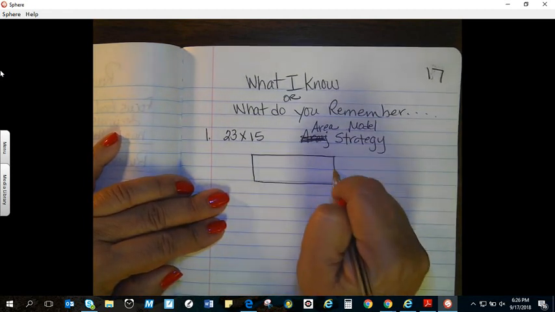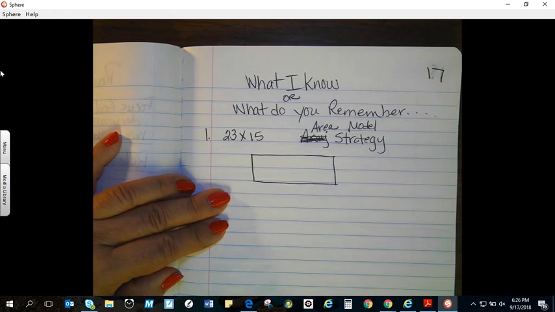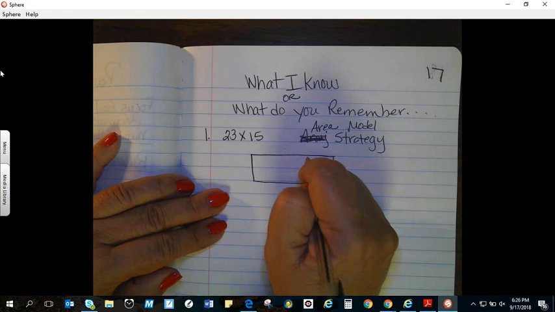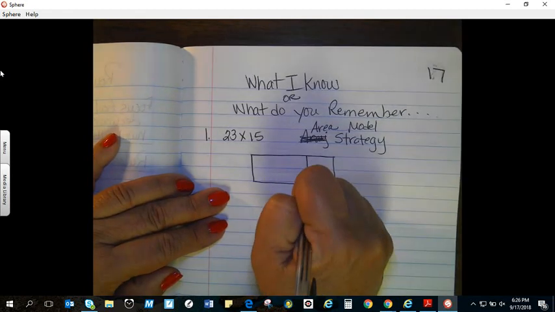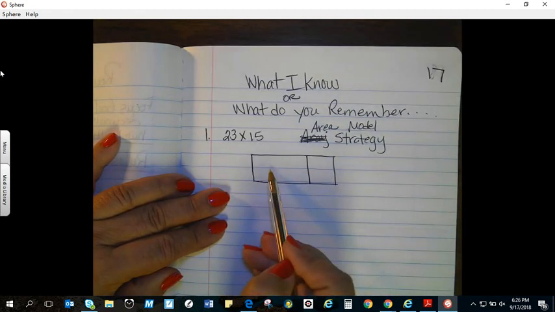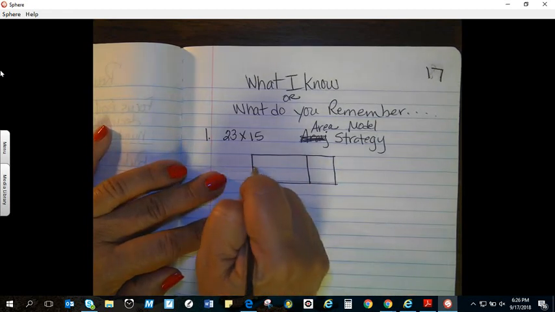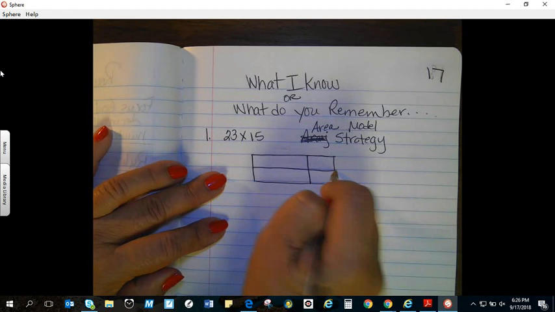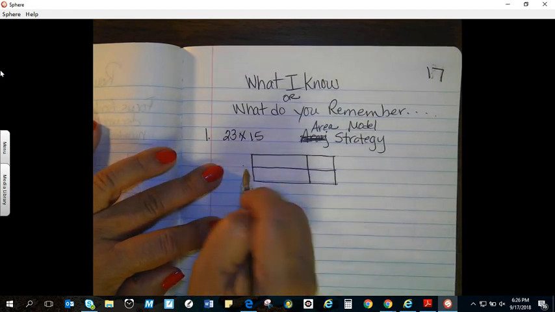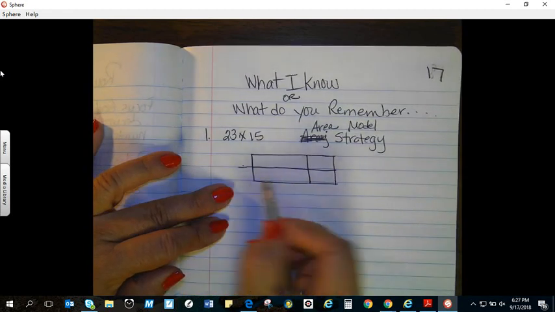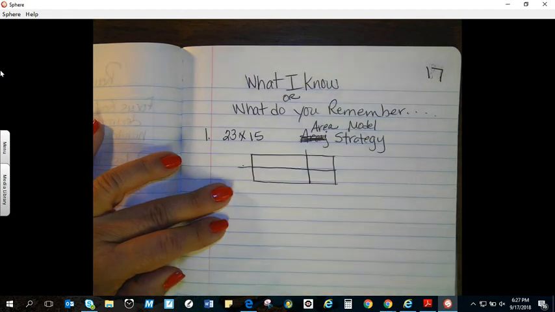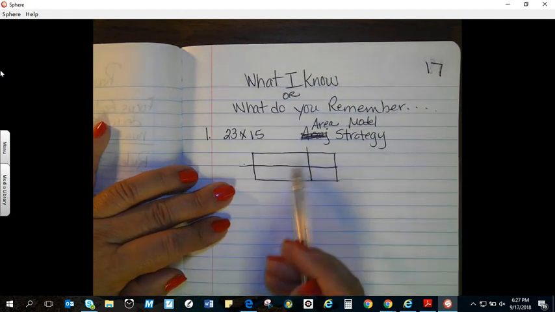Okay, so I build my two-dimensional rectangle or quadrilateral, and then I'll divide it up here because this would be my tens and this is my ones. I'm also going to draw my line this way because, again, this will be my tens and this will be my ones. So area is everything, how much this is.